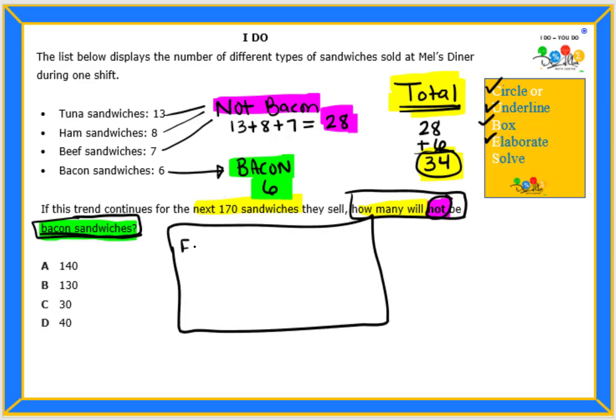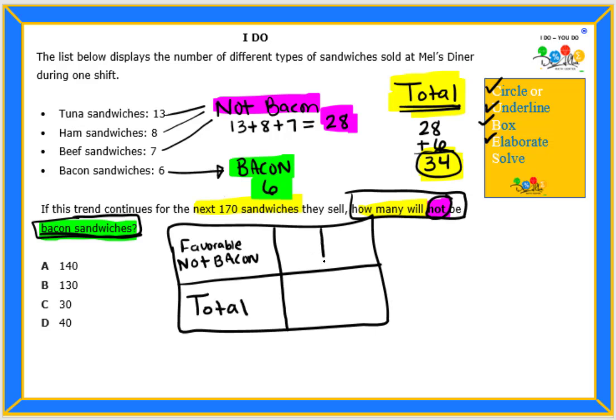What we want as our favorable outcome is not bacon. And in the bottom, we want to put our total. Okay, so let's color code. This is also part of our elaborate, and it helps us to solve.